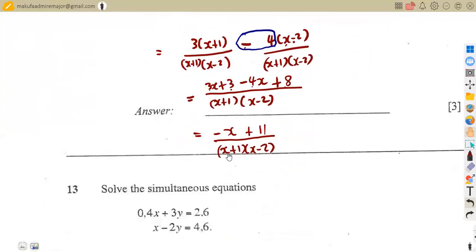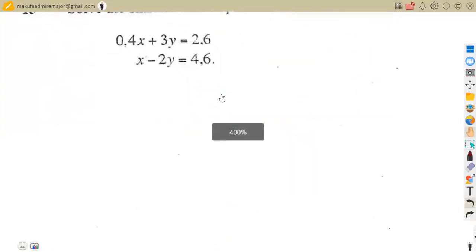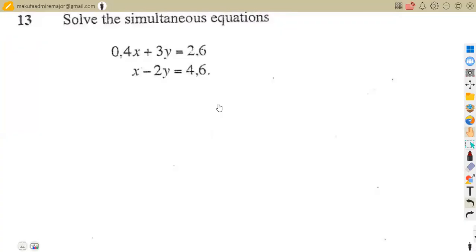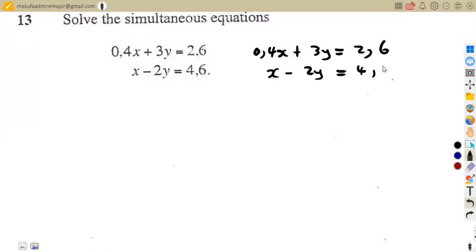All right, let's solve the simultaneous equations. Simultaneous equations, guys. There are so many methods that you can use. Just play around with the method that is easier for that particular question. So we are given the simultaneous equations 0,4x plus 3y is equal to 2,6, and x minus 2y is equal to 4,6 in this case.